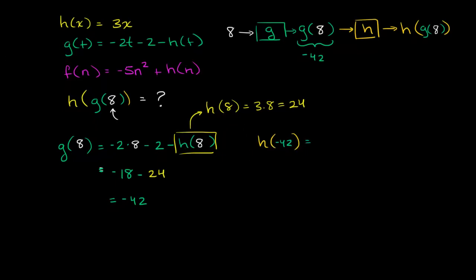This is going to be equal to 3 times negative 42, which is equal to negative 126. Negative 126, and we are done. So it seemed convoluted at first, but if you just keep track of what's our input, what's our output, and just evaluate the functions, it should hopefully be reasonably straightforward.